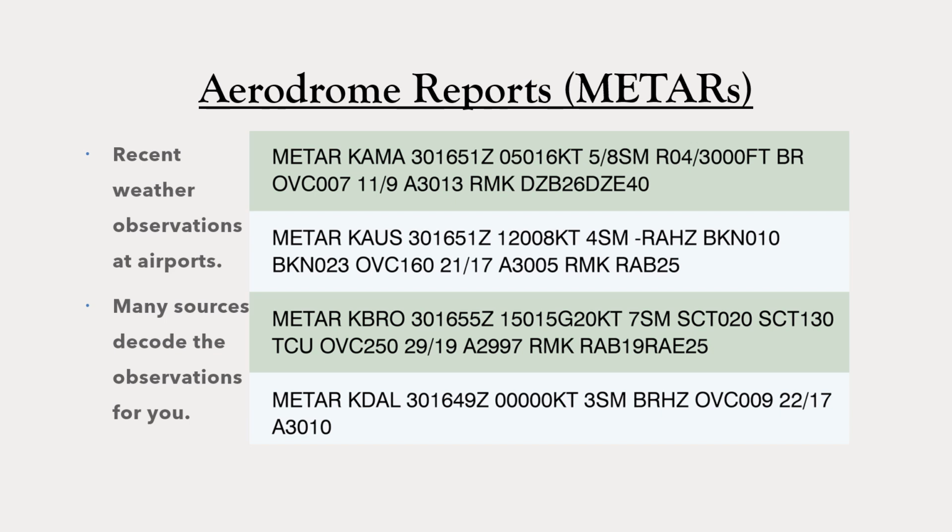The next item after cloud cover is the temperature and the dew point. Those are just 2 digits each. That's in Celsius. And for a lot of things, we're concerned with what the difference between the two is. That's what will determine whether we have a risk of fog developing. Then we have an A with 4 digits afterwards. That's the altimeter setting.